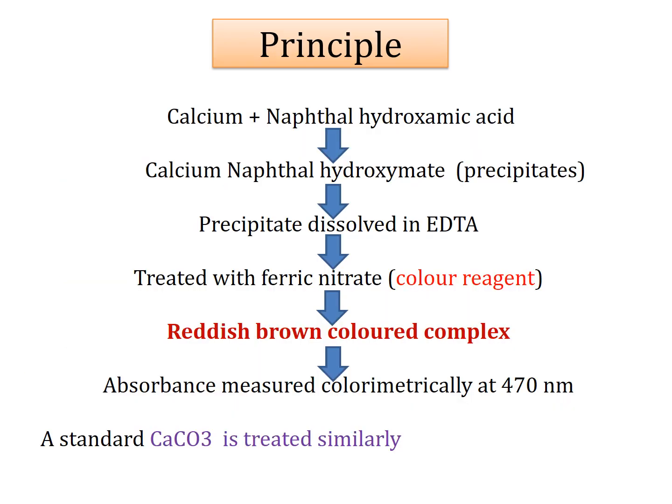The principle of Trinder's method is that when serum is treated with calcium reagent, the naphthyl hydroxamic acid present in the reagent precipitates calcium as calcium naphthyl hydroxamate. This precipitate is then dissolved in EDTA and treated with ferric nitrate. A reddish brown colored complex is formed, the absorbance of which is measured colorimetrically at 470 nanometer. The intensity of the color is directly proportional to the concentration of calcium present in serum. A standard calcium carbonate is treated similarly and the color intensities are compared.